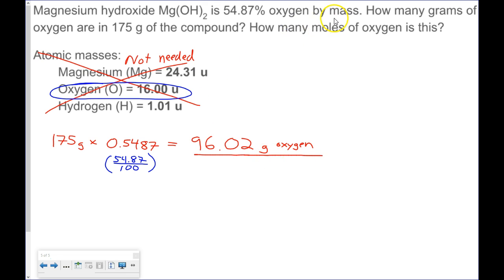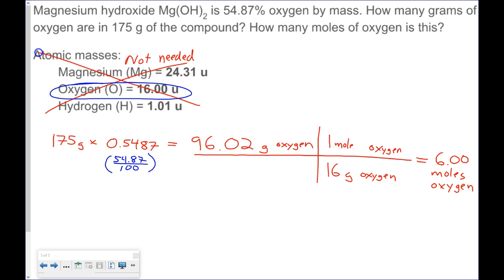Now, they're asking how many moles of oxygen that is. So I'm going to do my conversion for this, canceling out grams of oxygen. What I'm left with is 6.00 moles of oxygen. That is what is found in this particular compound.